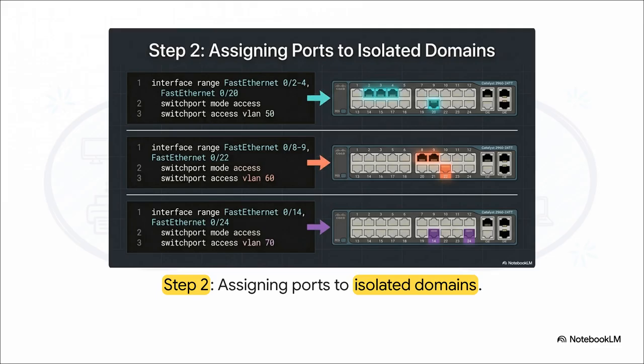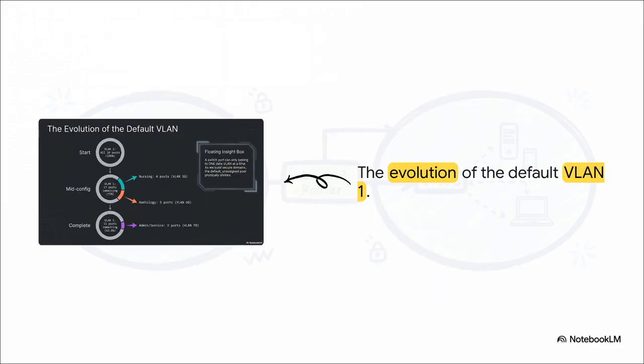We just repeat that exact same process to move the radiology ports into VLAN 60 and the admin ports into VLAN 70. So how does this actually reshape our overall switch architecture? Well, a fundamental rule of networking is that a switch port can only belong to one data VLAN at a time.